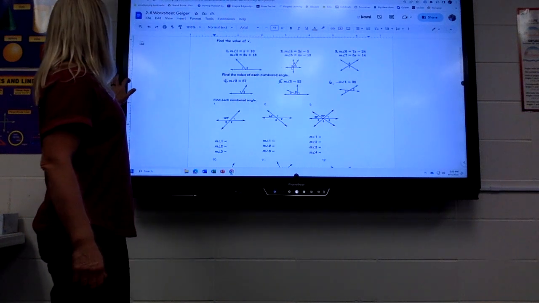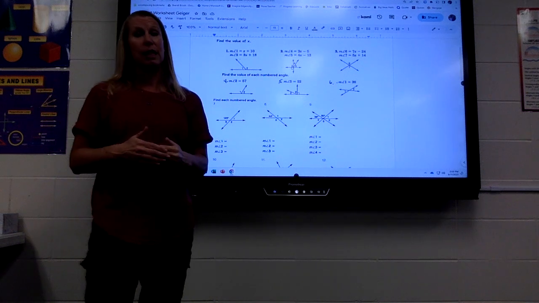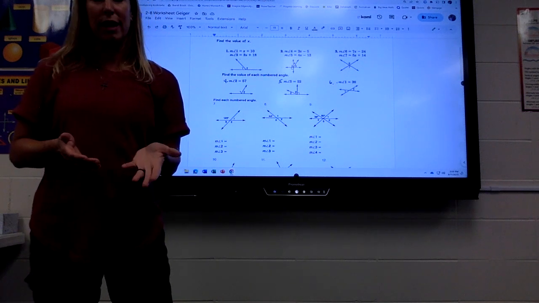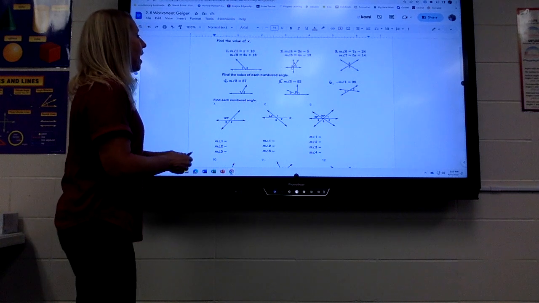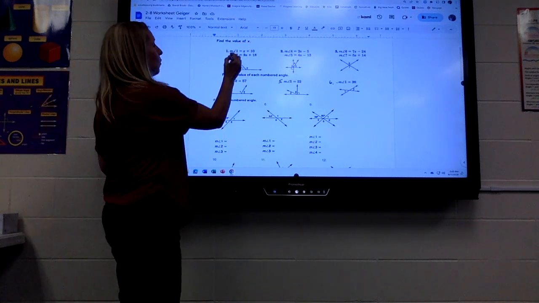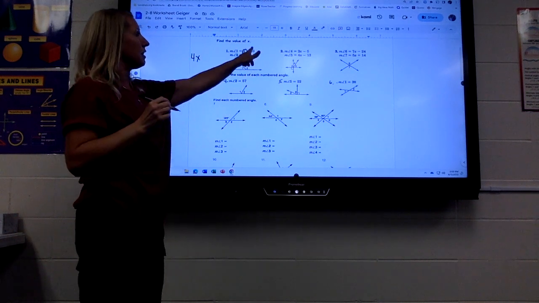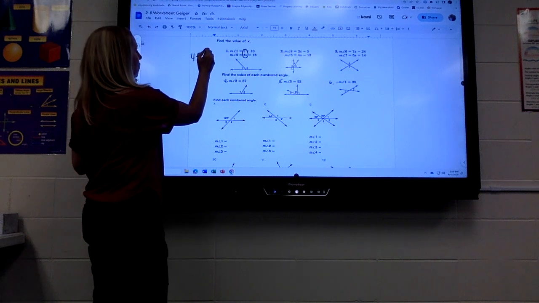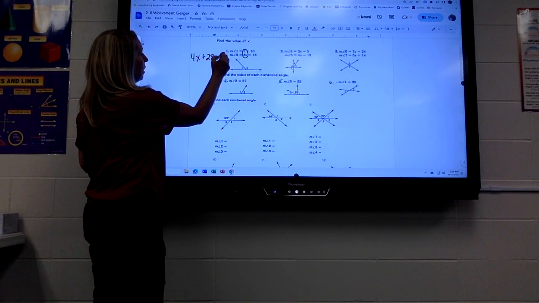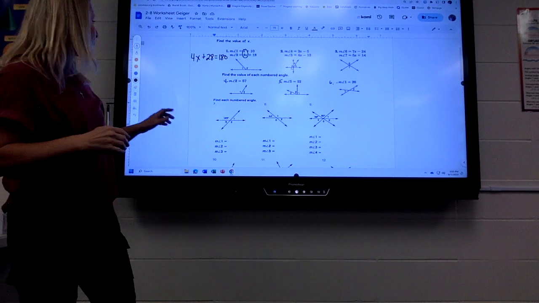So notice angles 1 and 2 form a linear pair, and a linear pair always adds to 180. So you would add these together. So if I combine like terms, 1x and 3x becomes 4x, and 10 and 18 make 28, and that's going to equal 180. And then you have to solve that for x.